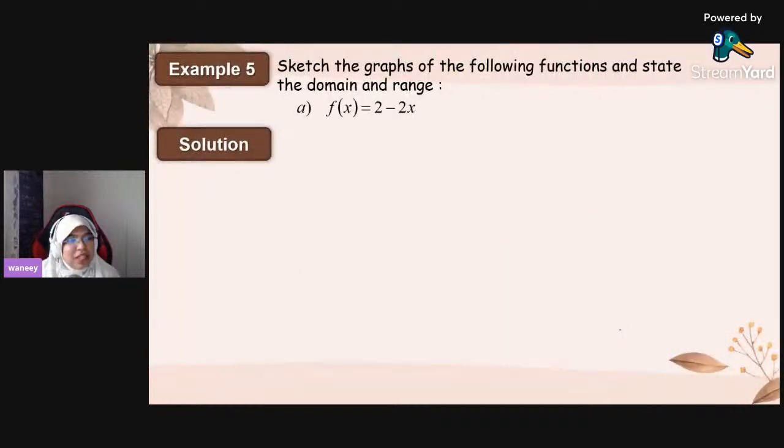Okay, so example 5: sketch the graph of the following and then state the domain and range.